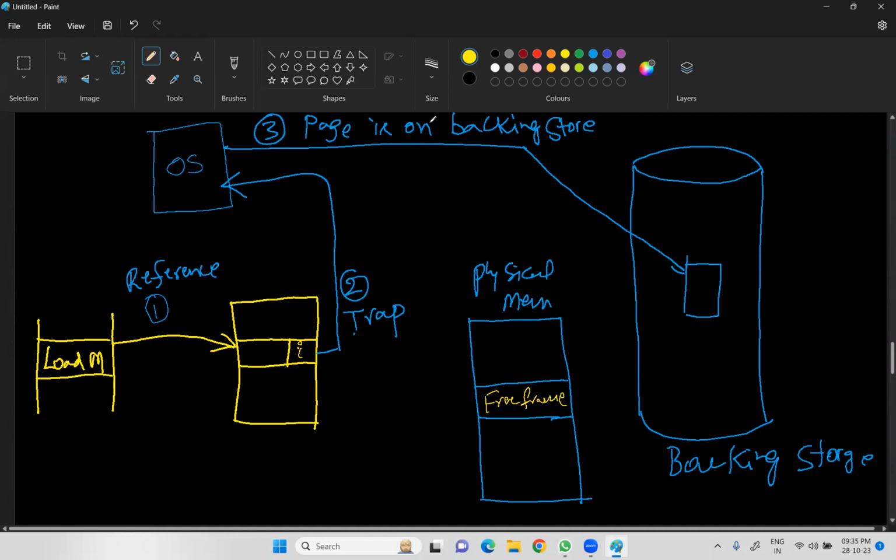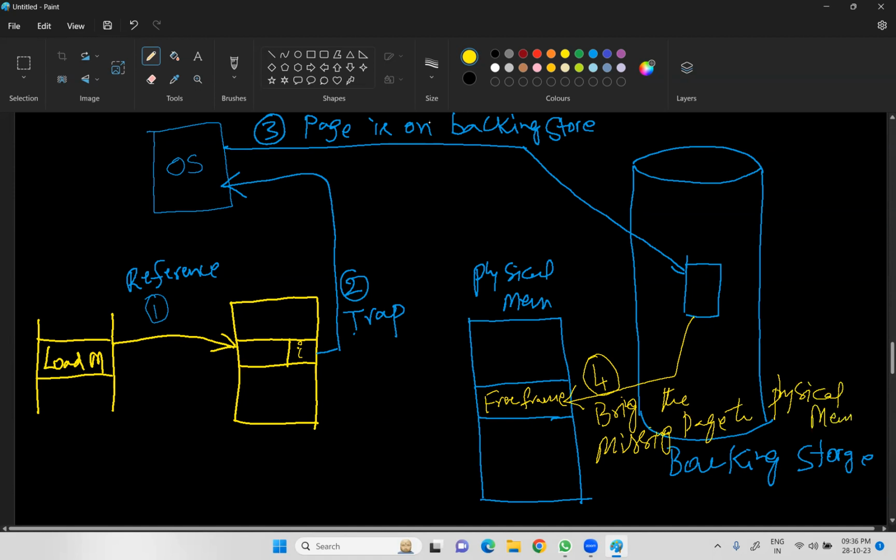After identifying this particular free frame, the page will be loaded into this free frame. This is the fourth operation. Okay. So bring the missing page to the page table, sorry, to physical memory. Physical memory.